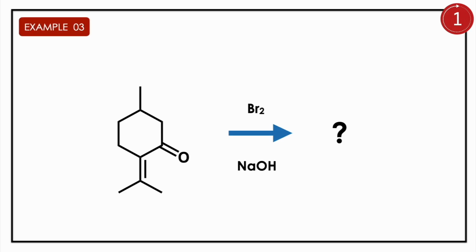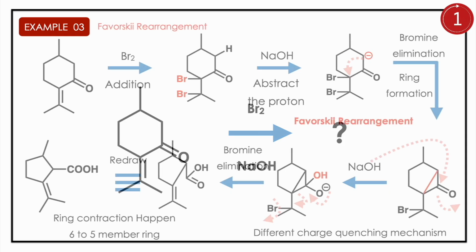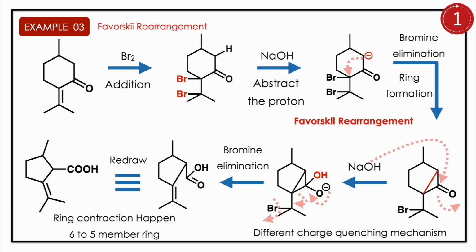Then the next example. Here you have cyclohexanone, an alkene, and a methyl isopropenyl group in the system. You are using bromine and sodium hydroxide. You should find what will be the final product. You will go by the basic approach instead of doing Favorskii rearrangement first. First step, you are using bromine. You have an alkene in the system. The alkene undergoes bromine addition. You have a 1,2-dibromide. Then you have an alpha haloketone, so there is a chance of Favorskii rearrangement.